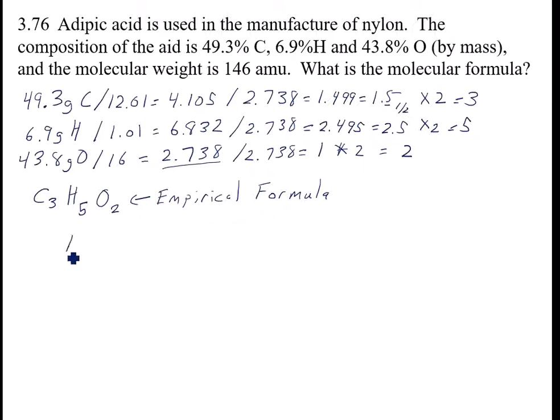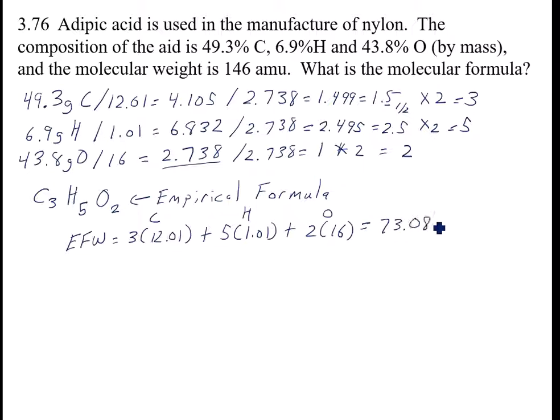So I need to find the empirical formula weight. And you do it just like you do the molecular weight. So I've got 3 times the 12.01, which represents my carbon, plus 5 times 1.01, which represents my hydrogen, plus 2 times 16, which represents my oxygen. When I add all those up, I get 73.08, and I'm going to put this in units of AMU. Since this is close to a whole number, I'm going to use this whole number.